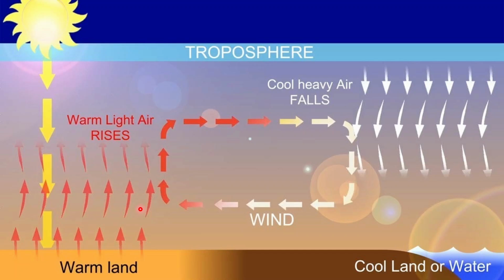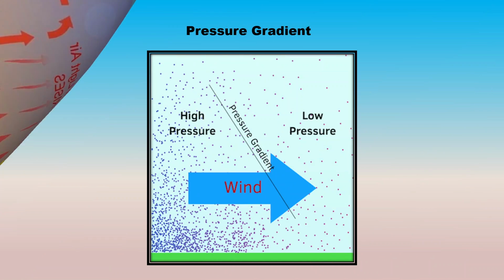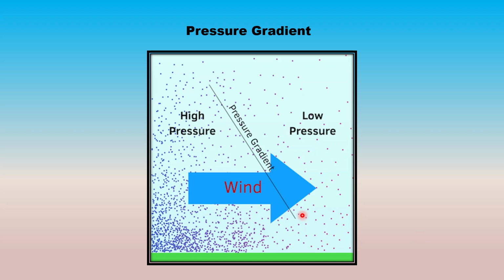Winds always blow from areas of high pressure towards low pressure, and this leads to the occurrence of wind. The rate of change in atmospheric pressure between two places is called the pressure gradient. The greater the difference in pressure between the two places, the faster the wind will blow.